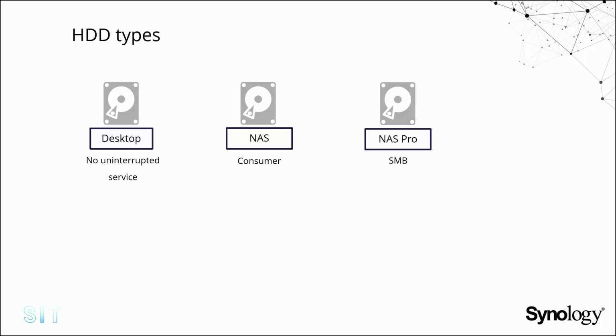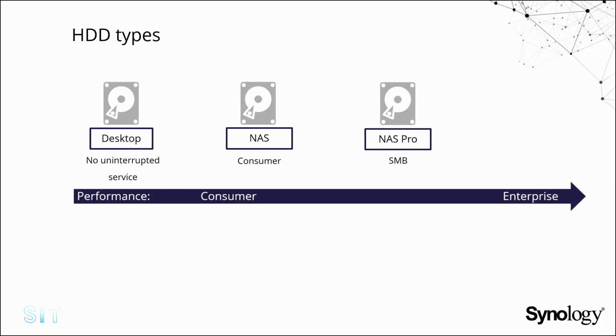NAS Pro hard drives are designed for use in larger systems. The more hard drives we run side by side, the more vibrations are present. Even though this is not directly visible to the user, these micro vibrations can affect the read and write heads of the hard drives. NAS Pro hard drives are equipped with vibration sensors and can therefore compensate for the vibrations to ensure stable and safe use. NAS and NAS Pro are the most common HDD types used in NAS servers.